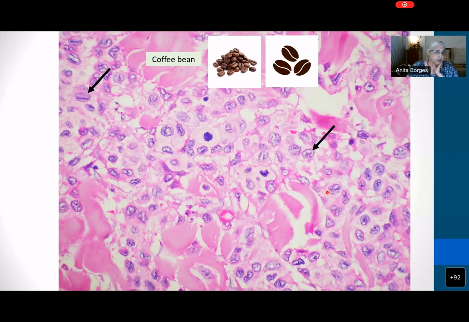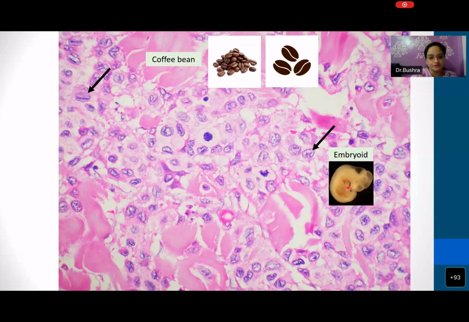Divya, horseshoe, very good. Anybody? Indented. Indented, Swati. Indrila, I think you said indented, did you? Indented, really? You know what it looks like? Yes, tell us. Embryoid shape. Embryoid. Now, where have you heard of an embryoid nucleus?